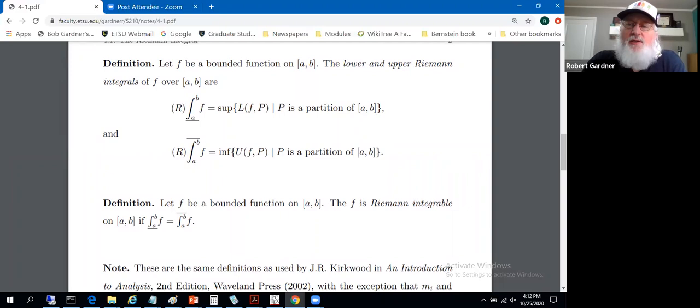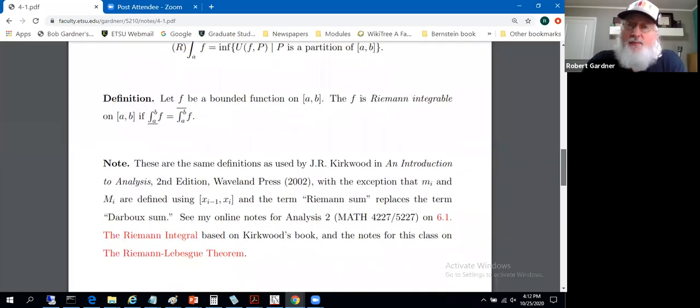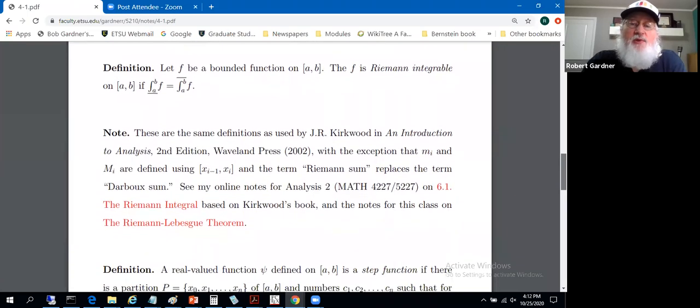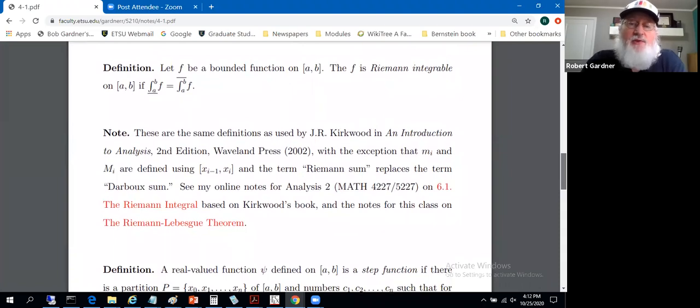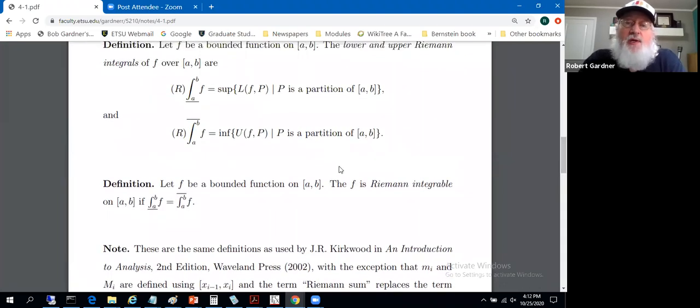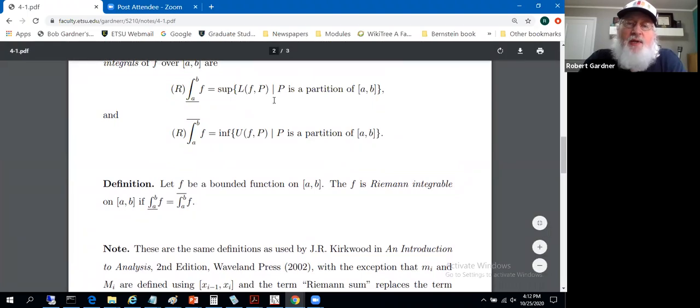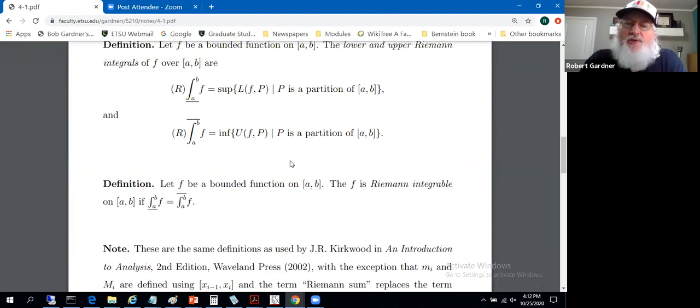Let's tweak it a little bit, though, and try to shift it into a format that inspires the way we'll approach Lebesgue integration. We'll approach Lebesgue integration by approximating functions with other functions. So what I want to do is change these upper and lower Darboux sums into integrals of a particular kind of function.